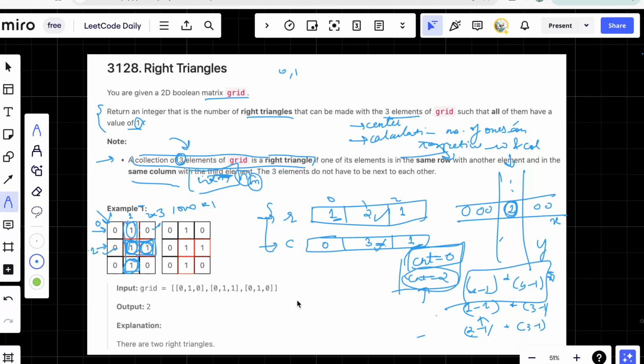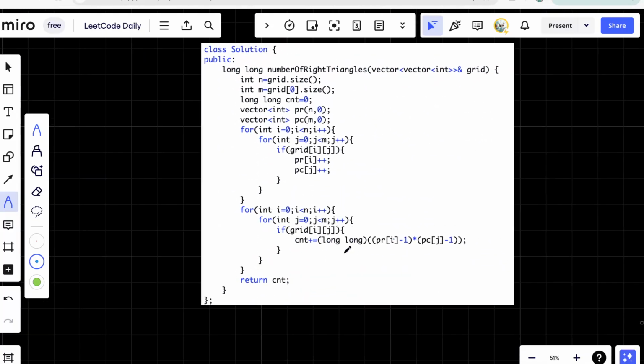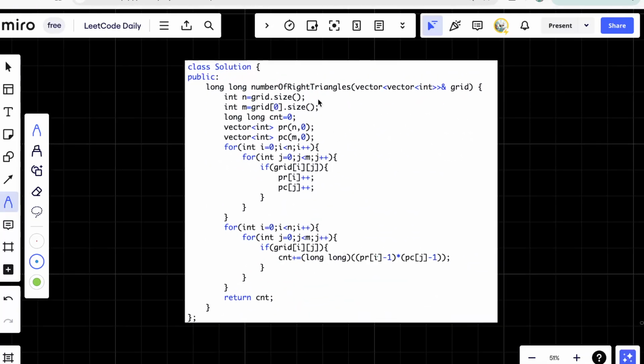So I hope now the solution is clear, right? So this is what we had to do here. And after going through this, I hope you will be able to write the code, but let us go ahead and see the code here. The code is easy actually. So you have n, the number of rows, m, the number of columns, and then you have the count value, okay? And then you are creating these two vectors, right? So this PR vector is actually the R that we made before, and PC is the C which we created. So these are going to pre-calculate the number of ones in the respective row and column.